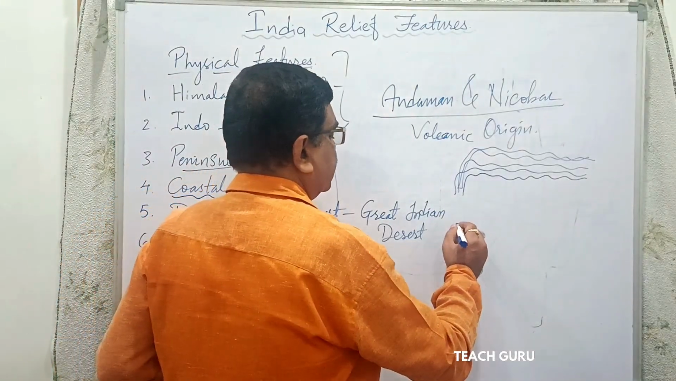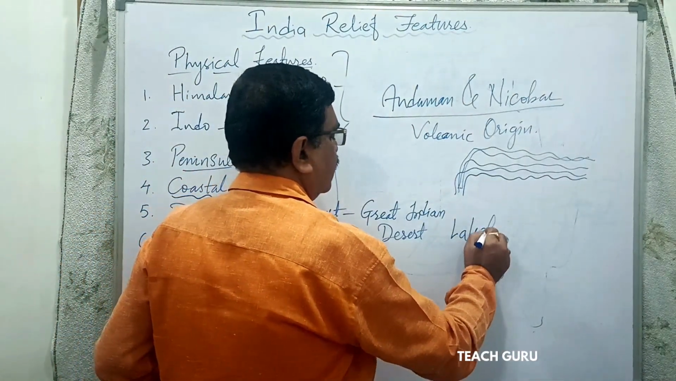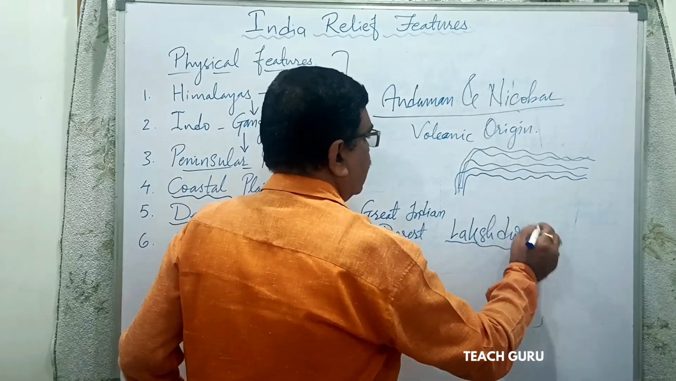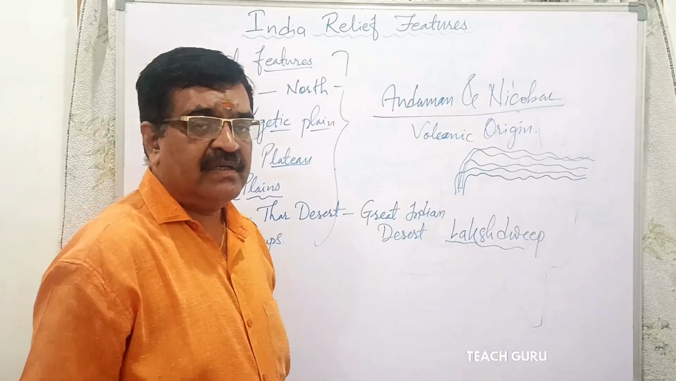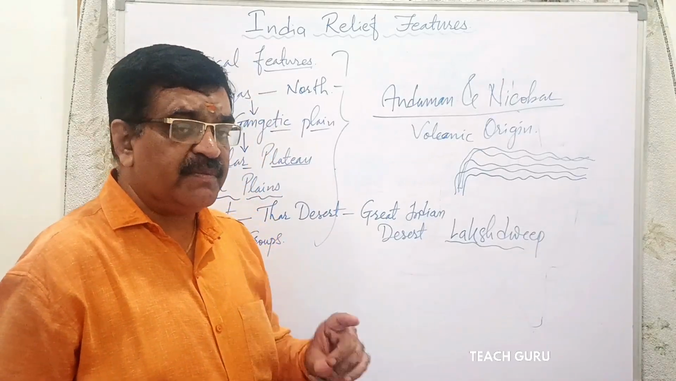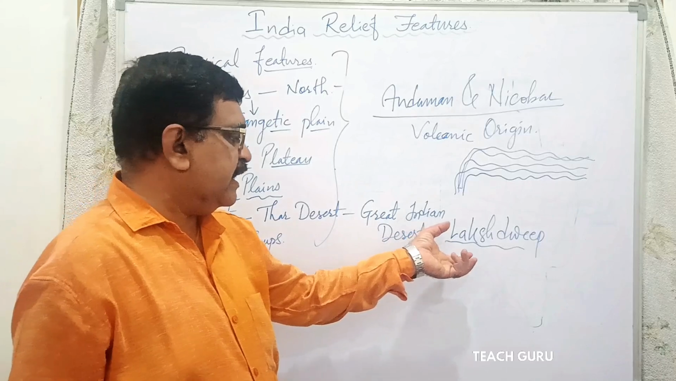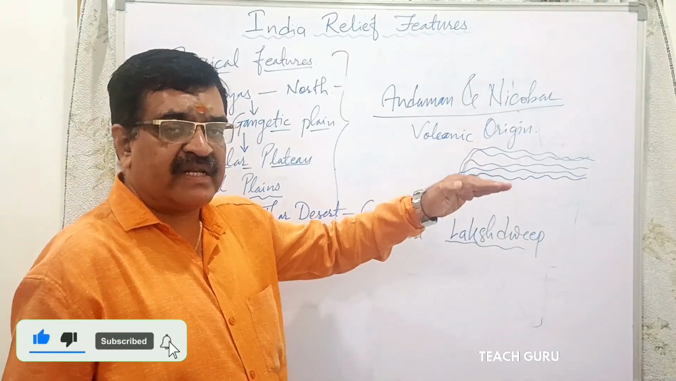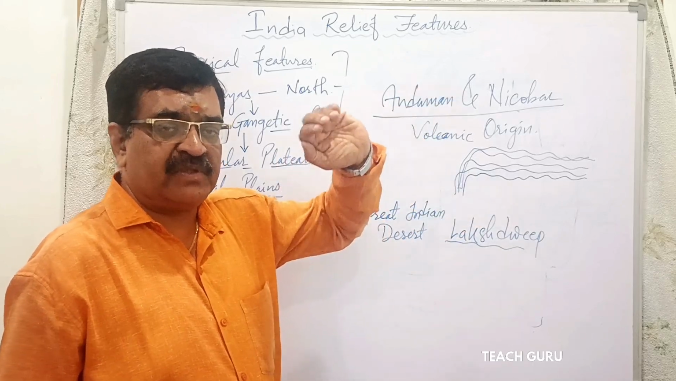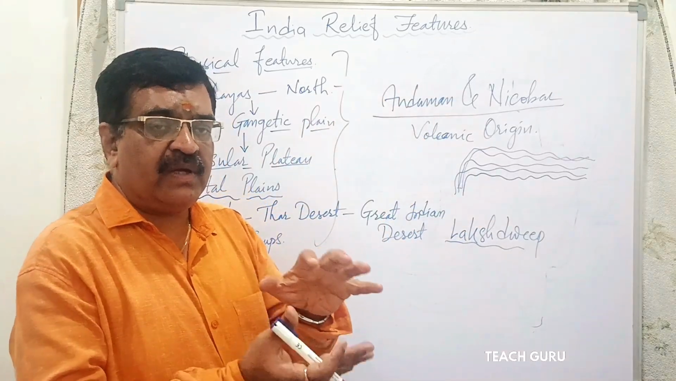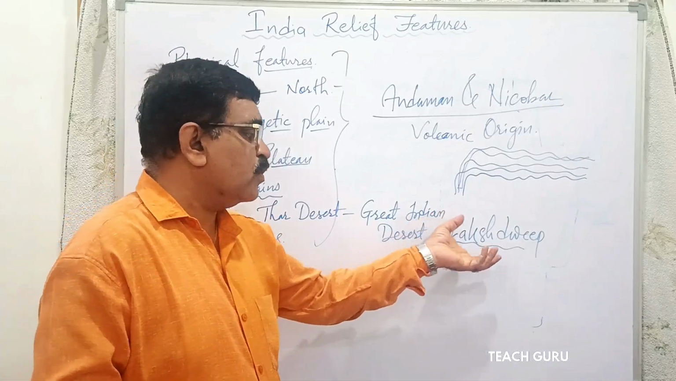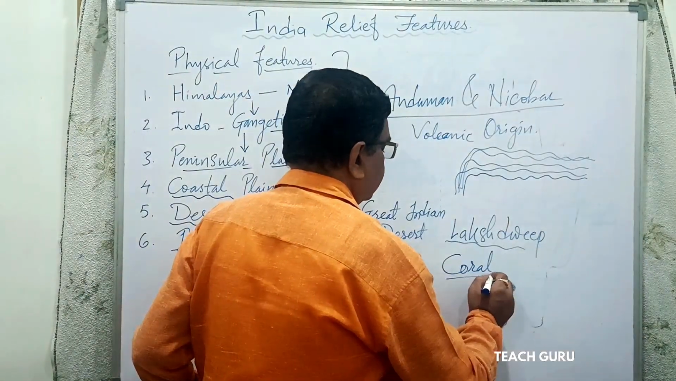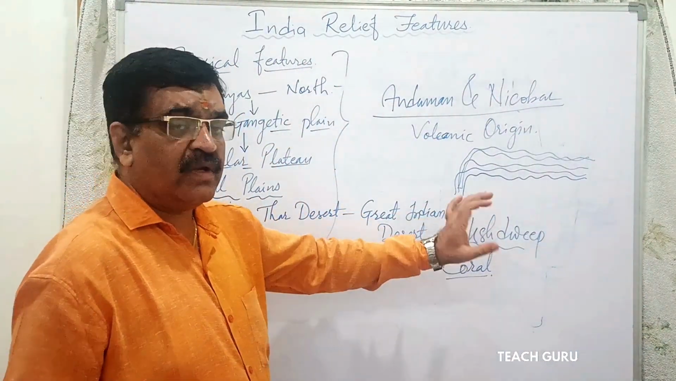Now when we discuss the Lakshadweep, the Lakshadweep Islands are of coral origin. What do you mean by coral? Whatever the dead body of the sea animal or the sea plant will get deposited layer after layer. After a certain period of some thousands of years, it will get turned into a hard stone. That is called coral. So Lakshadweep Islands are of coral origin.